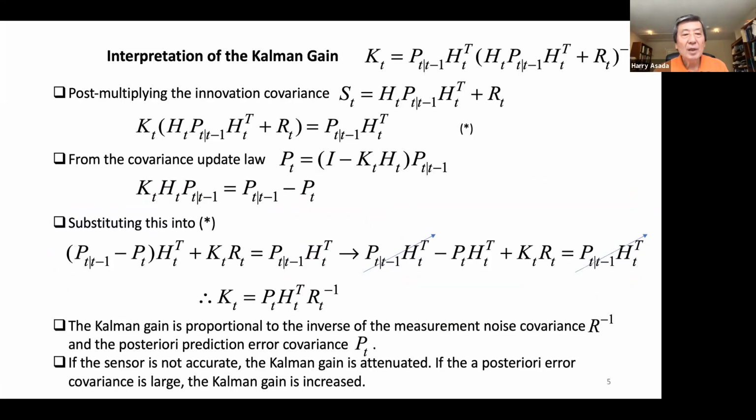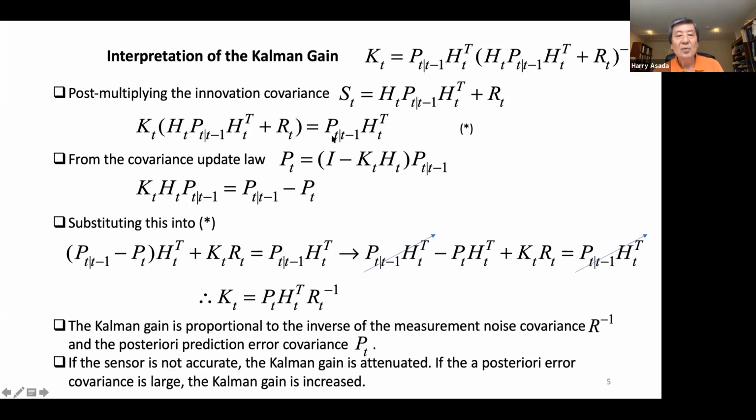Now, we'd like to do a little bit more physical interpretation of the Kalman Gain. And this is the second point today. So Kalman Gain is given by this equation. And this particular part is the innovation covariance inverse, right? So let's multiply this innovation covariance to both sides to clear the right-hand side, and you get to this expression.